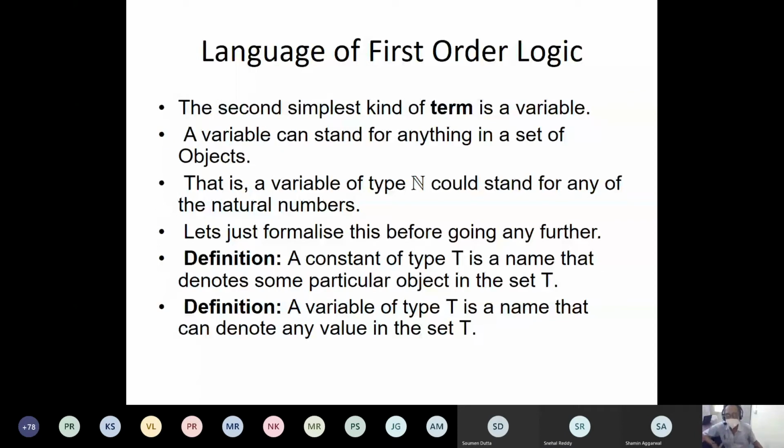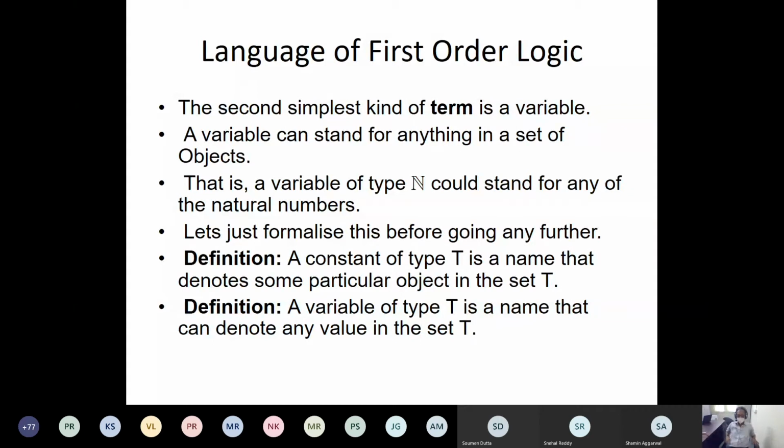Now, the second simplest kind of term is a variable. A constant is a term. A variable by itself is a term. A variable can stand for anything in a set of objects. That is, a variable of type n could stand for any of the natural numbers. Let's just formalize this before going any further. A constant of type t is a name that denotes some particular object in the set T. A variable of type t is a name that can denote any value in the set T.